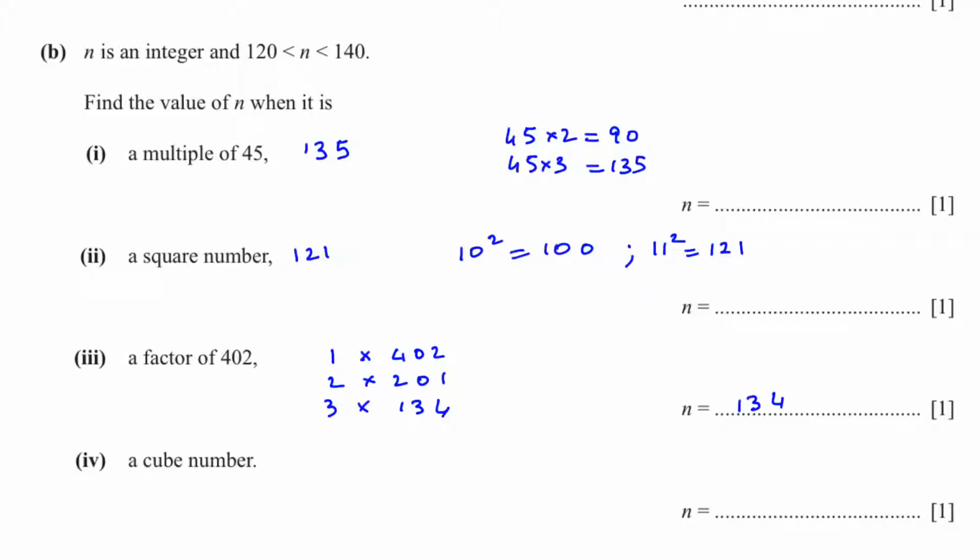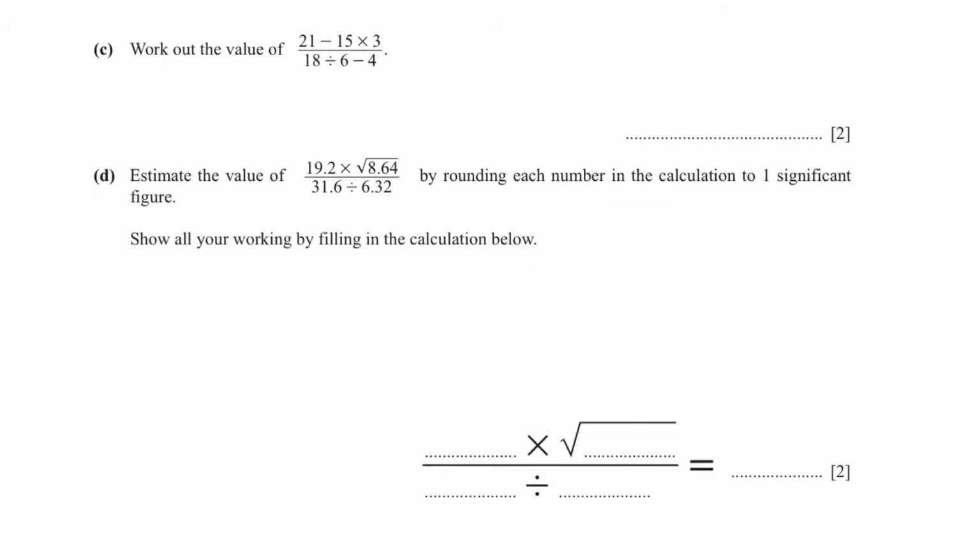A cube number. 5 cube will give you 125, so that is your answer. C. Work out the value of this fraction here. You just put it in the calculator and you will get the answer 24.